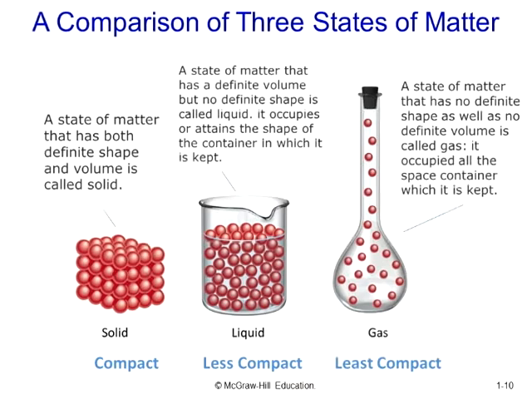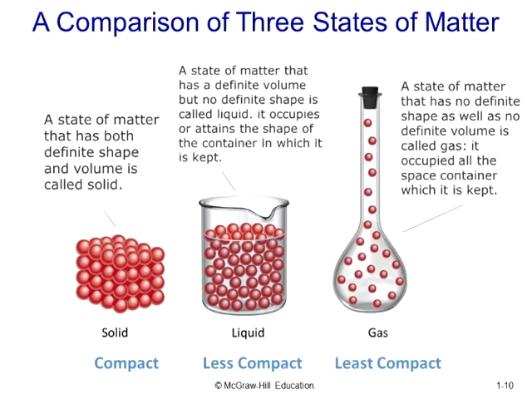And again, it is less compact than a solid. The atoms and the molecules there are moving around more than they're moving in the solid. They're all vibrating, but liquids are not only vibrating, they're separating further apart from each other. And then we have the least compact, which is gas, of these three states of matter.